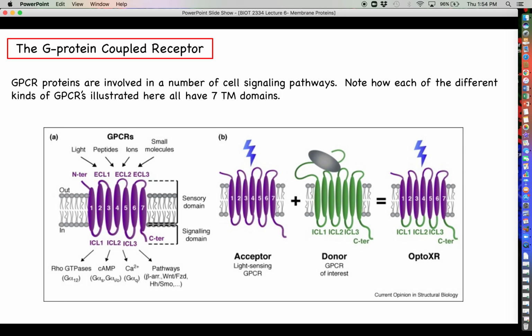So here's the G protein-coupled receptor that I just mentioned. These are going to be a type of receptor protein. Remember, that's one of the categories of membrane proteins that we mentioned. These are very commonly involved in cell signaling pathways, especially when it comes to mammalian physiology. So if you look at these, you should note how there are a number of different kinds of G protein-coupled receptors here. The ones we're looking at happen to be those that are either sensitive to light or sensitive to membrane potential changes. But what you'll notice that they all have in common is that they all have 7 transmembrane domains, and you can see they're all numbered here, 1, 2, 3, 4, 5, 6, 7.